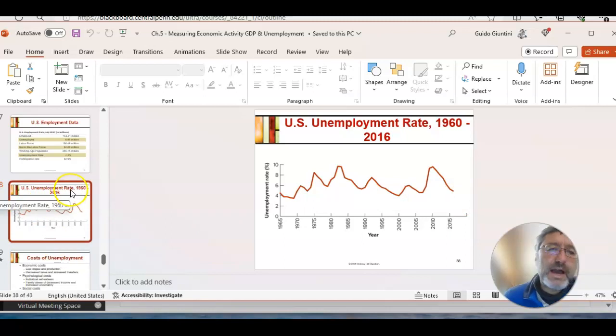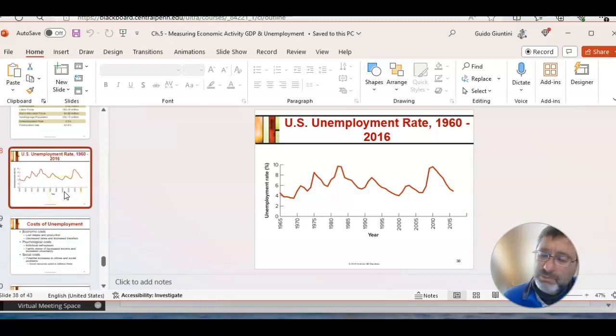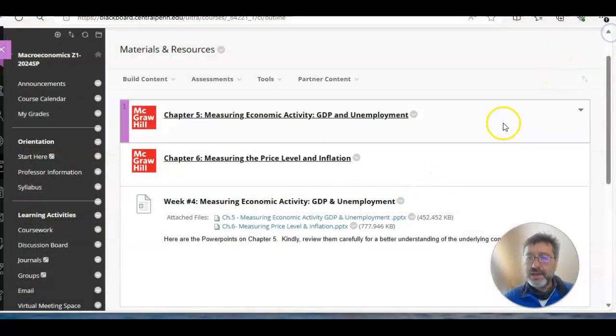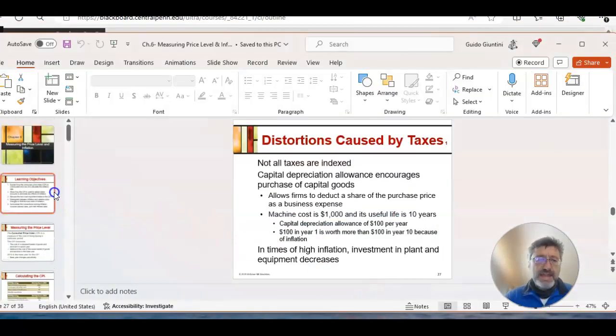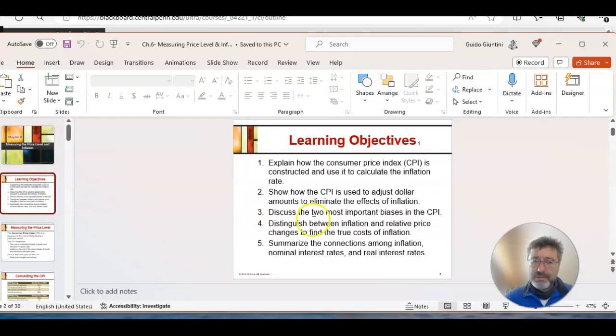But this is basically how this chapter works. You have to do all the problems. It's important to understand, because when I talk about unemployment, when I talk about GDP, when I talk about economic growth, we need to know what we're talking about. We need to establish a measure that is comparable from year to year. Okay, so this is what we do for chapter 5. Chapter 6 is a chapter about inflation. And there is one full chapter about that, because there's a lot to it.